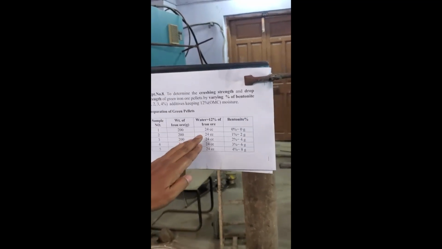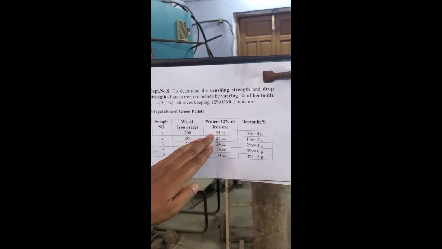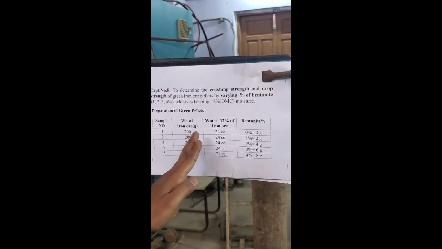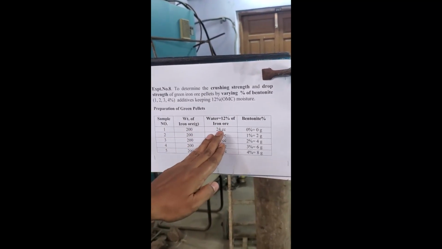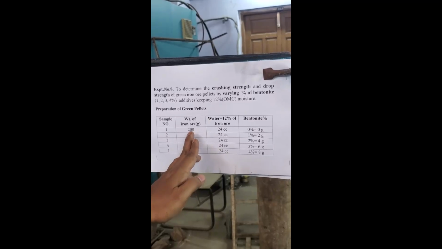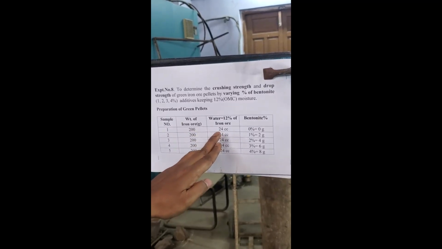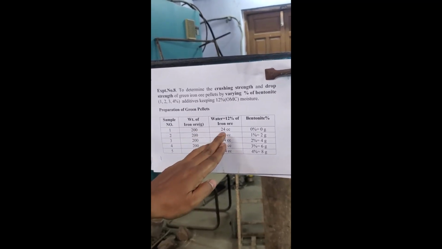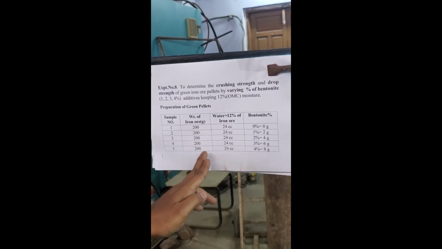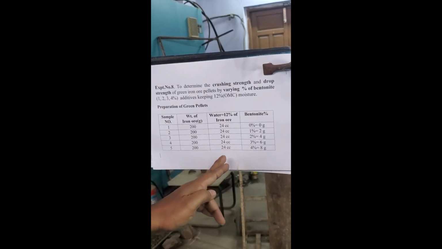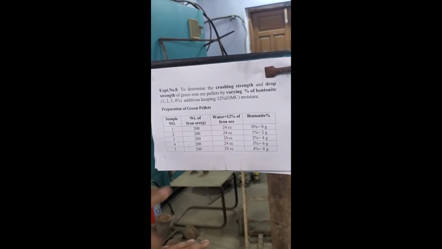How much water are we adding? We are adding 12% of iron ore as water. 12% of iron ore means 200 into 12 by 100, it will come to 24 cc. So 24 cc we are adding. In all the samples, we are adding the same percentage of water, that is 12%. And what varies here? Here we are adding a percentage of bentonite.